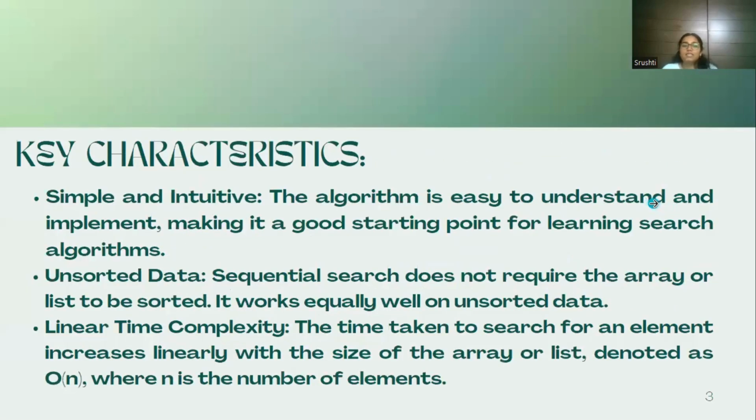Let's learn some key characteristics of sequential search. First one, it is simple and intuitive. Second one, unsorted data. And third one is linear time complexity. First one, simple and intuitive: the algorithm is easy to understand and implement, making it a good starting point for learning search algorithms. Unsorted data: sequential search does not require the array or list to be sorted. It works equally well on unsorted data. Linear time complexity: the time taken to search for an element increases linearly with the size of an array or list, denoted as O of n, where n is the number of elements.